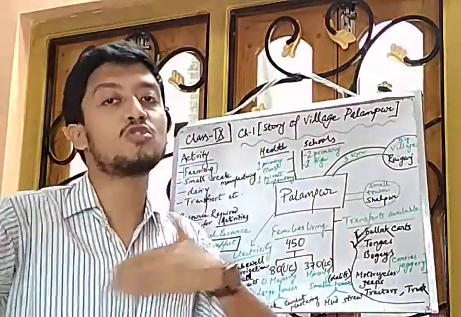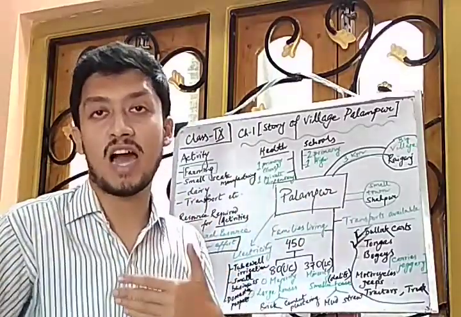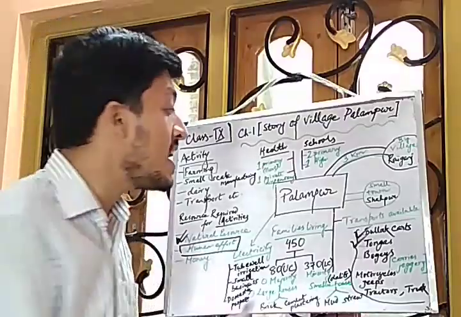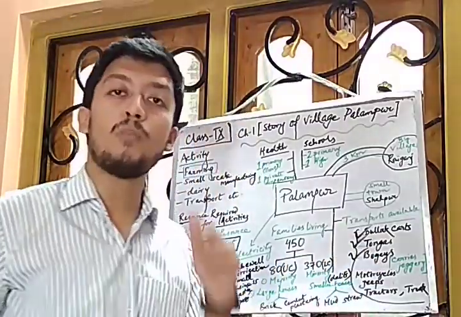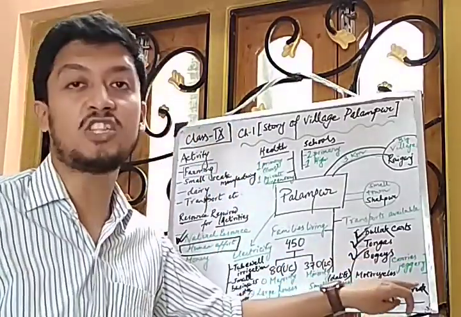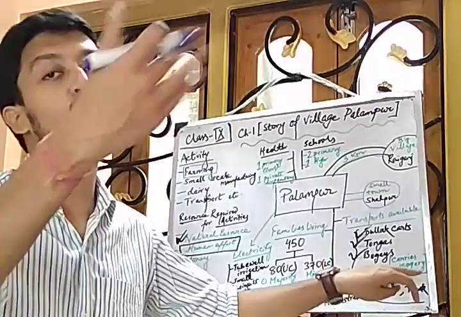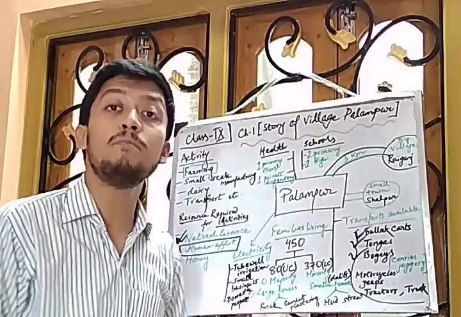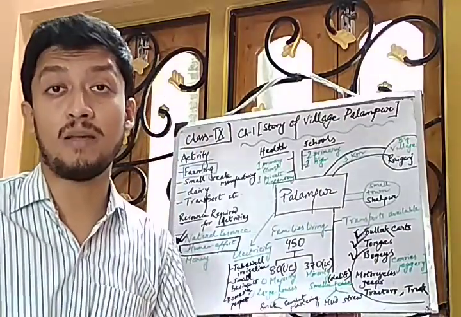Before we come to the trade relation of Palampur with the others, we will just read the third transportation, that is bogies, B-O-G-E-Y-S. So bogies are helpful there to carry the jaggery or the goods from Palampur to the nearby cities, towns or villages, right? Next is the motor vehicles that are very famous on Palampur roads.